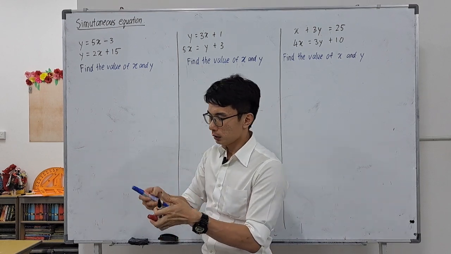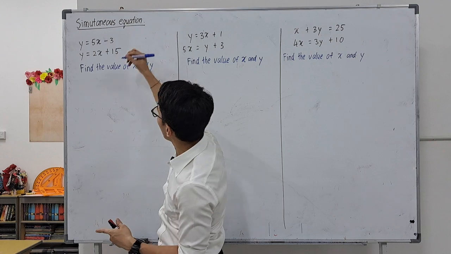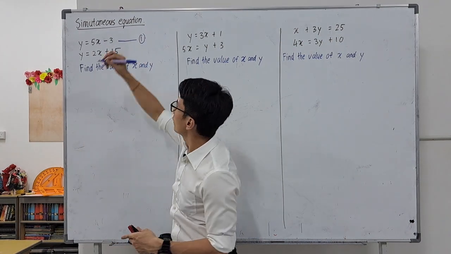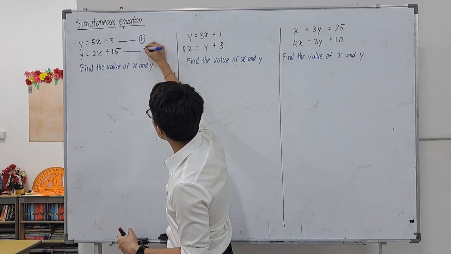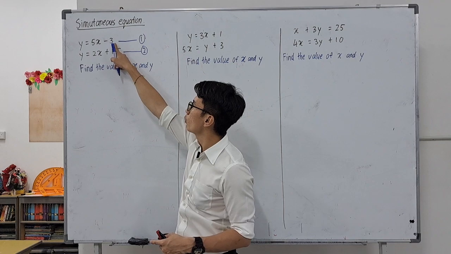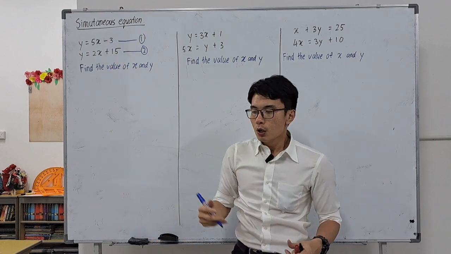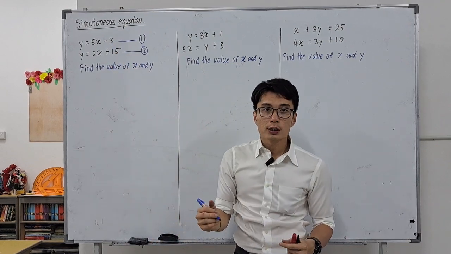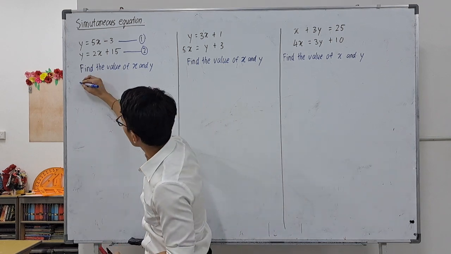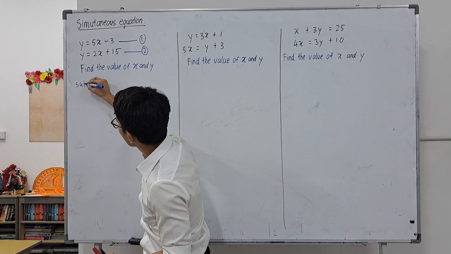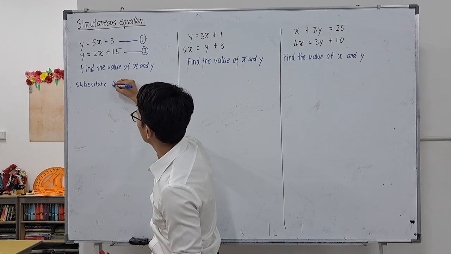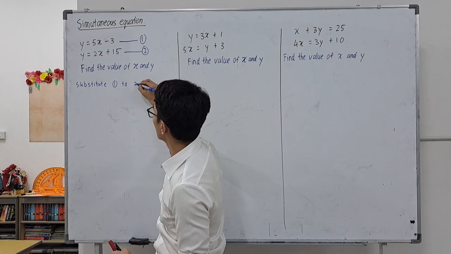So first, how do I solve this? How do I start? I will start by labeling my equations with numbers. So I call this equation 1, I call this equation 2. Now what I'm going to do with this equation is this, all right? I'm going to substitute equation 1 into equation 2.